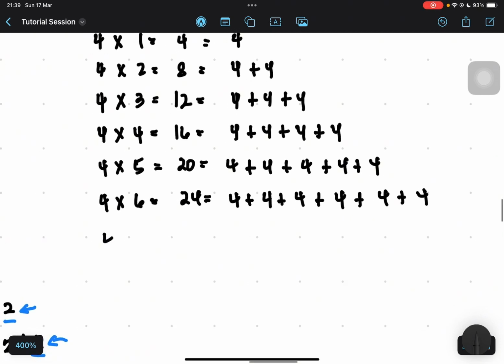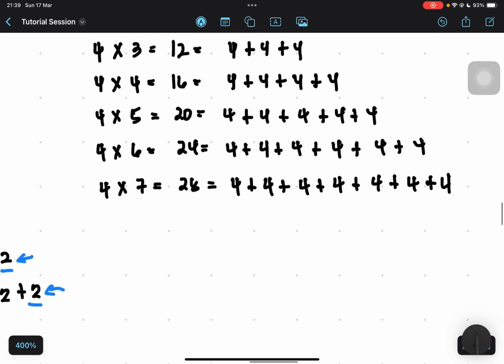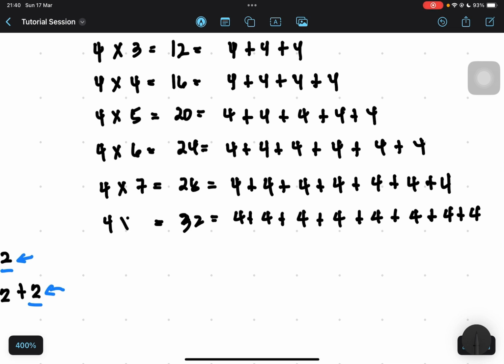Then if we multiply 4 and 7, it becomes 28. That is 4 added by 4 added by 4 added by 4 added by 4 added by 4 added by 4. Or we add another 4 to the previous expression. Then adding another 4 to the previous expression, there are 8 fours all together. So that becomes 32. So that is the interpretation of multiplication, that is 4 times 8.